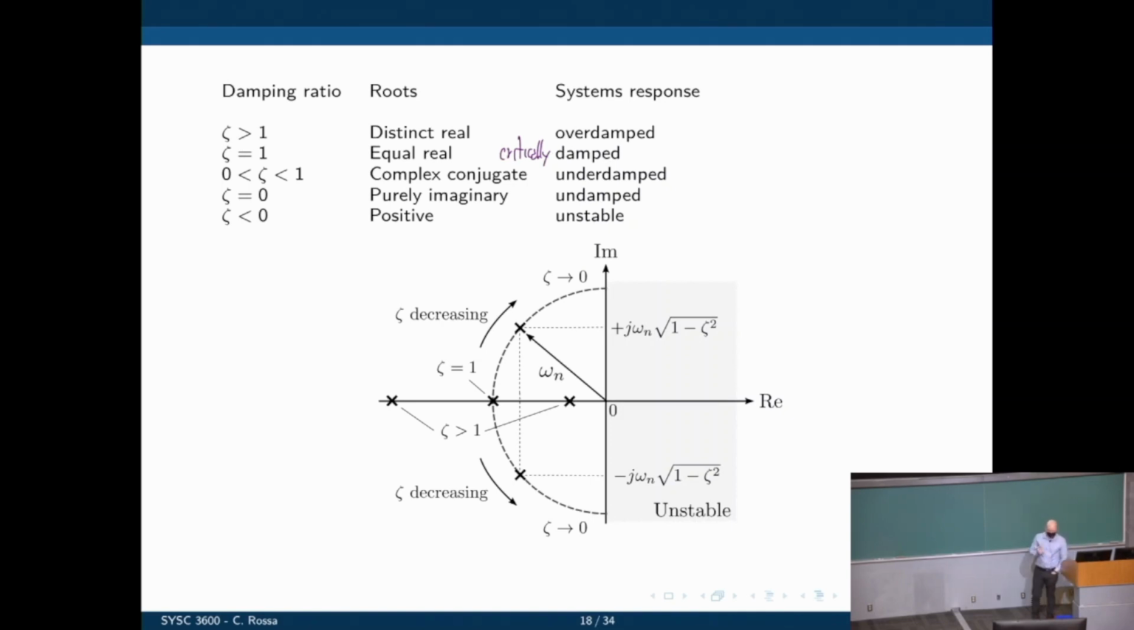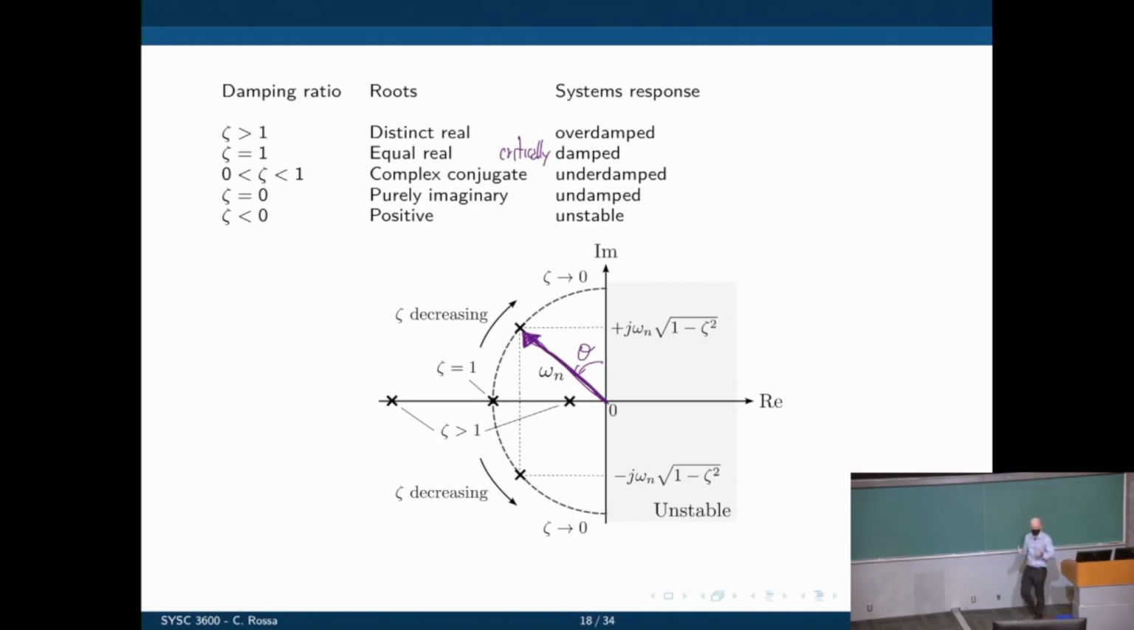We can have complex conjugates, we can have purely imaginary numbers, and we went through this before. So depending on zeta, we have different time responses, but now we can take this one step further because depending on zeta, we know where the pole is located. We can estimate this angle, we can estimate this distance, and that's all that matters to determine the time response.